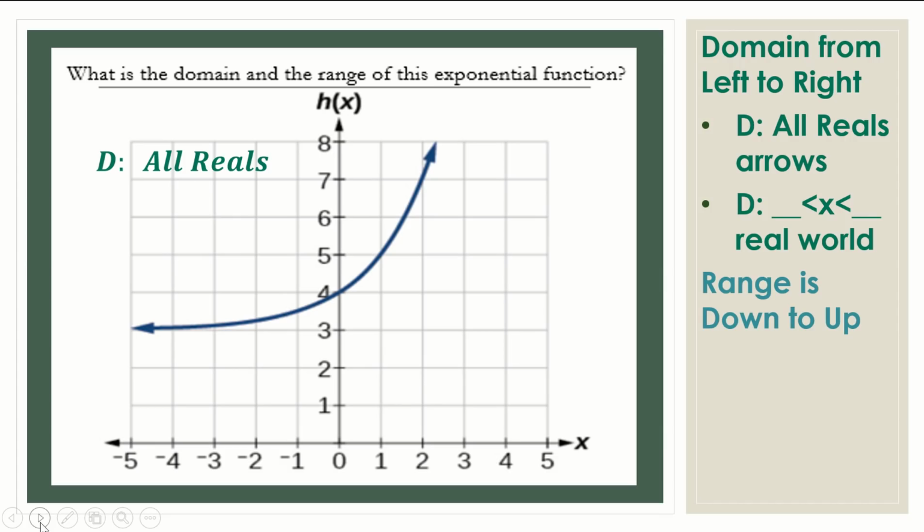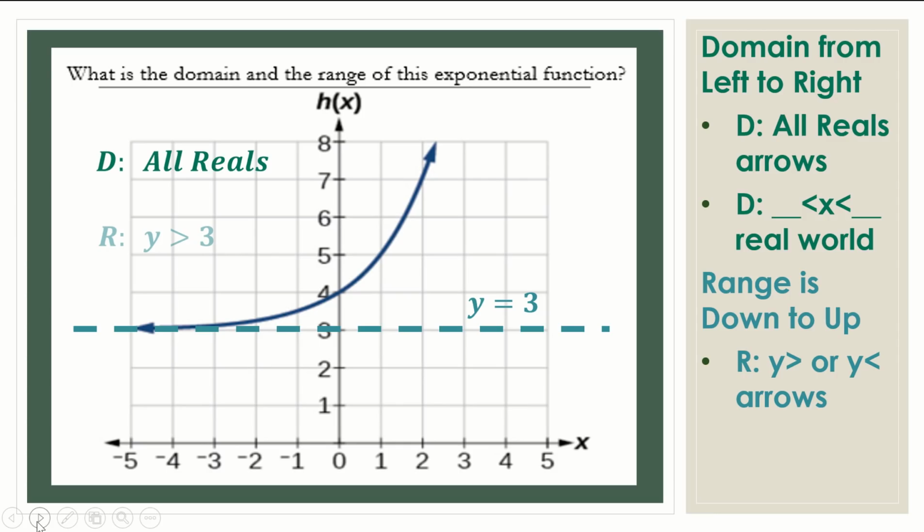Range, it's y values, down to up. Here we have to identify, on exponentials, the key part is identifying where that horizontal asymptote is. Well, in this case, it looks like the graph gets really close, y value 4, 3.5, 3, but doesn't quite get to 3. So my horizontal asymptote is at y equals 3. So we would say all y values are above that horizontal asymptote, so y values are greater than 3.